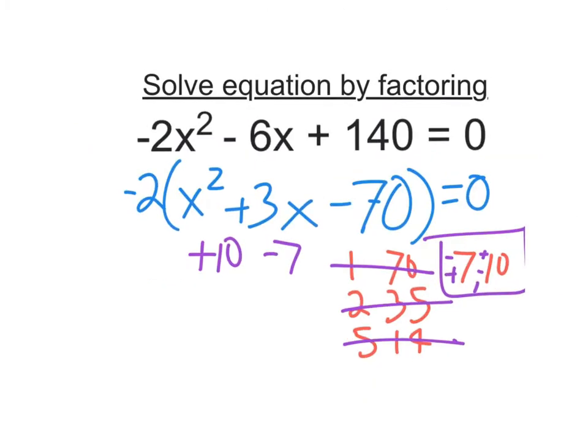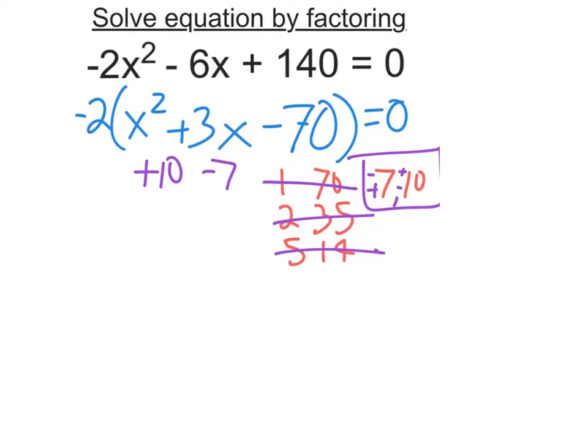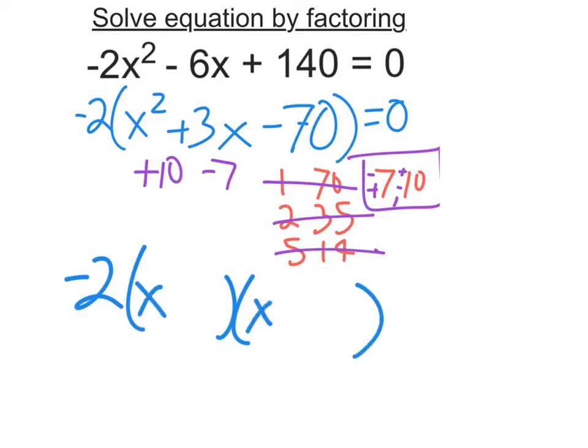Great. So let's zoom out a little bit to give ourselves some space. And I know that now it's going to look like negative 2, open parentheses, close parentheses, open parentheses, close parentheses, x, x. Great. So what's going to go in here? We just determined that it's going to be positive 10 and minus 7. And we've always got to carry down the negative 2. We don't want to forget that.